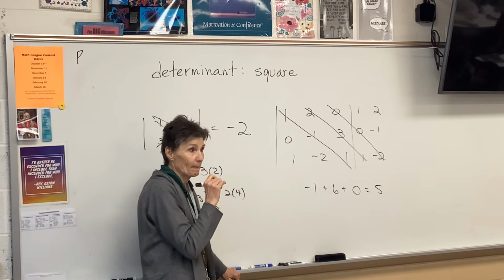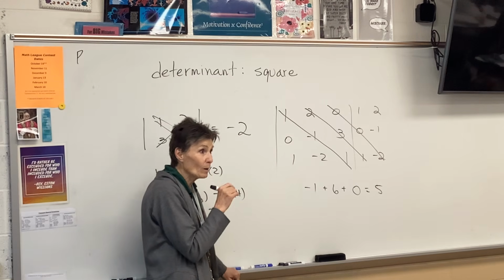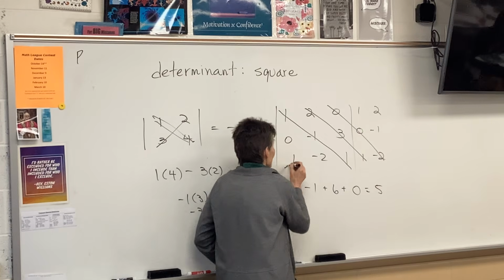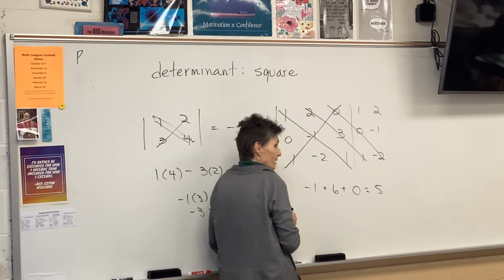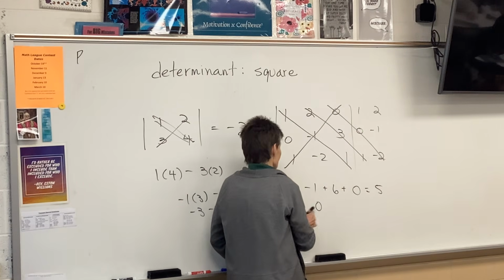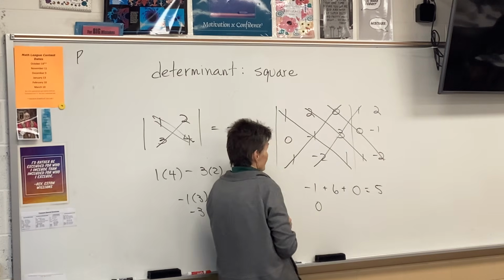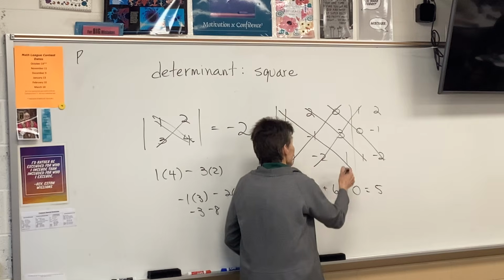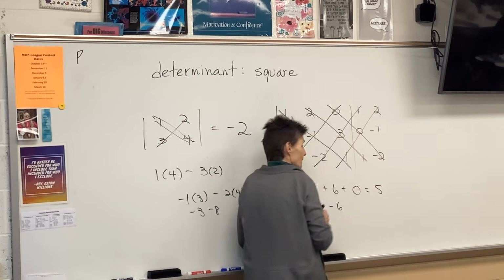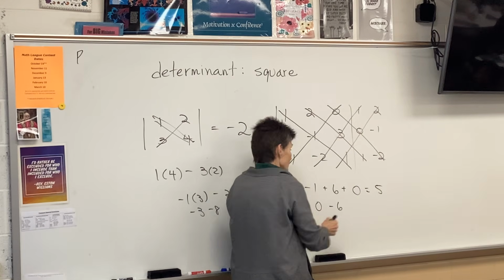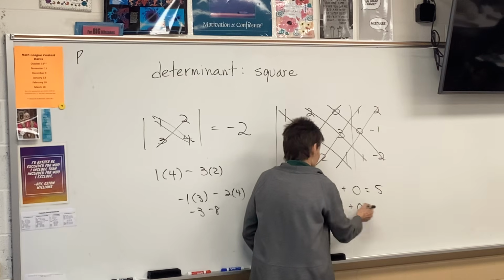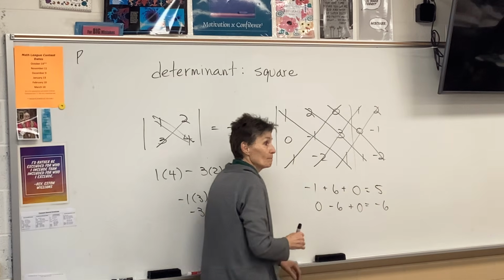We're not done. Now we have to go the other way. Multiply these together. What do you get? 0. Multiply these together. What do you get? -6. And multiply these together. What do you get? 0. And add those up. So that's just -6.